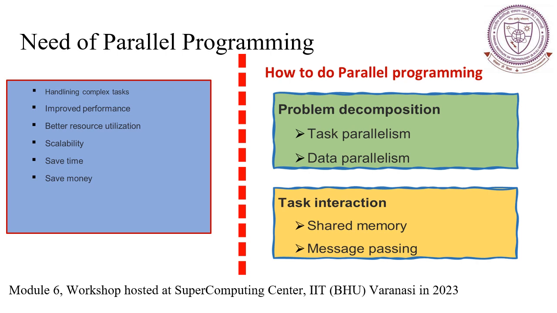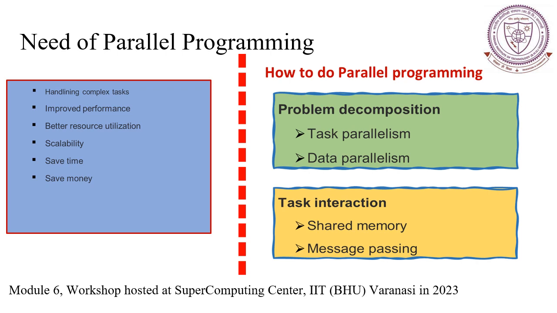So how to do parallel programming? Parallel programming involves breaking down a problem into smaller tasks that can be executed concurrently. There are two primary approaches to parallel programming: task parallelism and data parallelism. So these are the two primary things. Additionally, parallel tasks often require interaction, which can be achieved through shared memory or message passing.